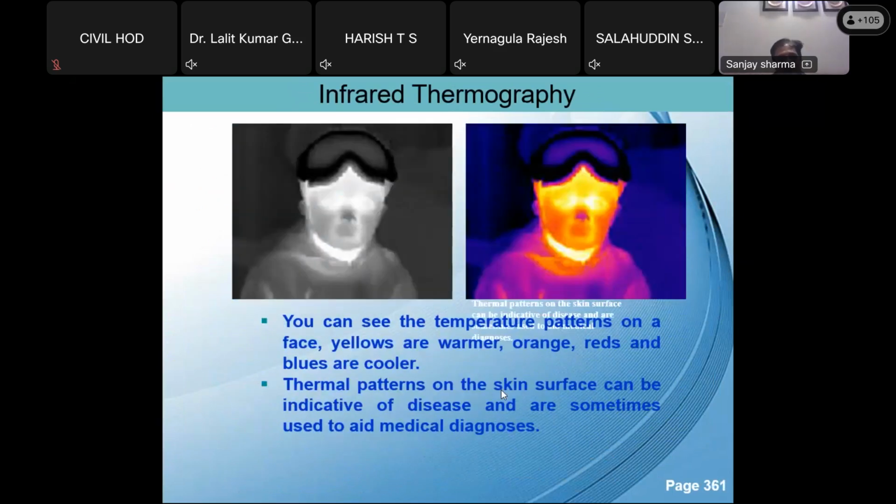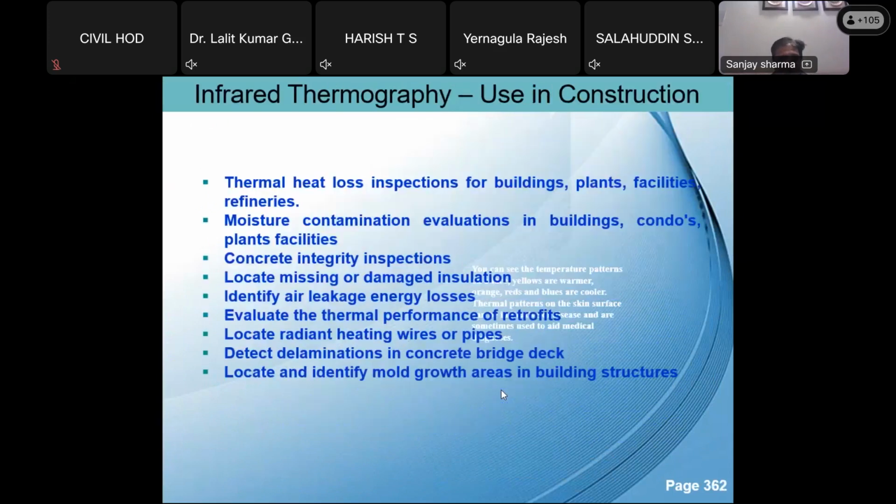So this is what basically gives you the even temperature pattern, like you use in COVID and all that also. So that particular thing was used. We can use this thermal camera to get the data for thermal heat loss, moisture contamination, and concrete integrated production, locate missing or damaged insulation, identify air leakages, thermal performance.